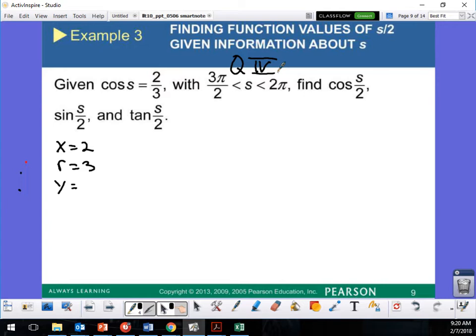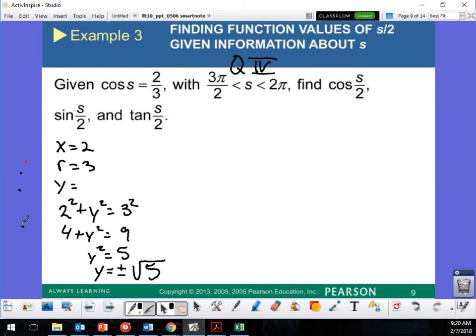For the Y, I need to use my Pythagorean theorem, right? So it's going to be 2 squared plus y squared equals 3 squared. So I get 4 plus Y squared equals 9, subtract 4, so 5. So Y is plus or minus square root of 5. And it's going to be negative because of the quadrant. So I have my negative root 5.